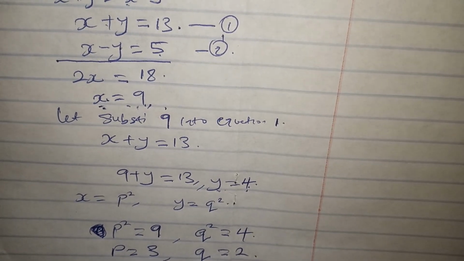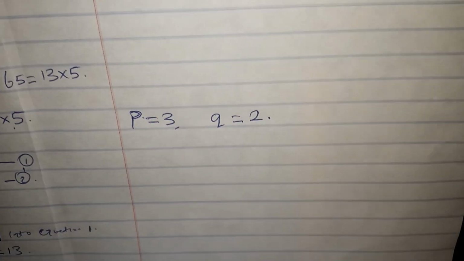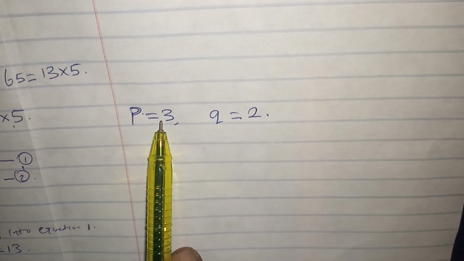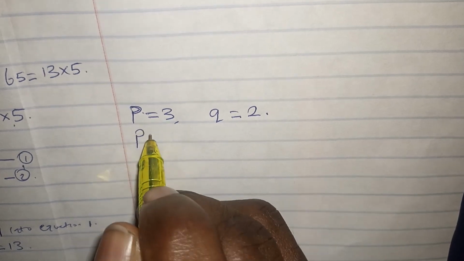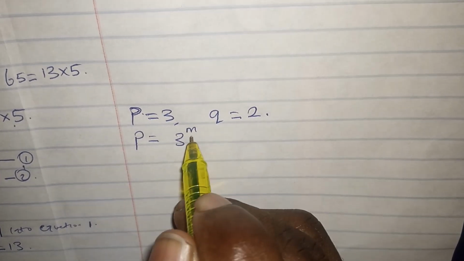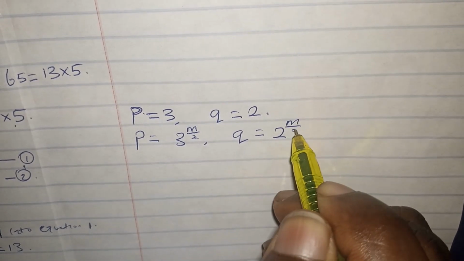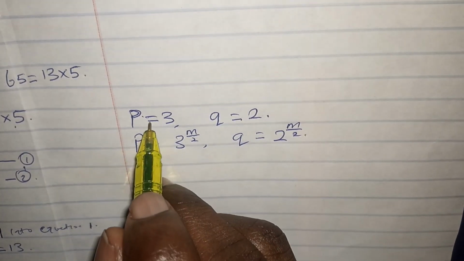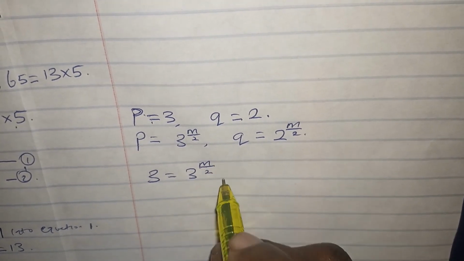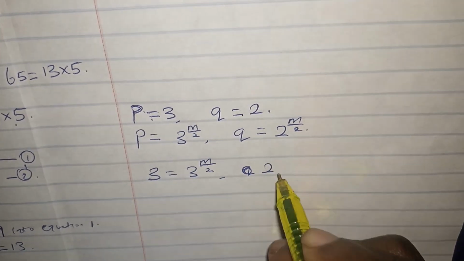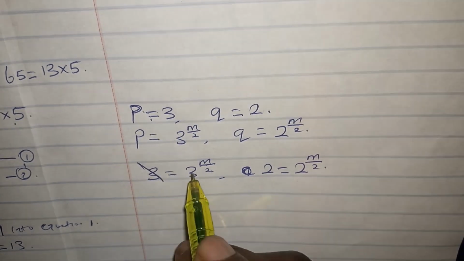Okay? So let's solve further. We now have p equal to 3 and q equal to 2. Also recall that we said p is equal to 3 to the power of m over 2, and q is equal to 2 to the power of m over 2. So we can say 3 is equal to 3 to the power of m over 2, and 2 is also equal to 2 to the power of m over 2. Okay? So this and this will cancel.